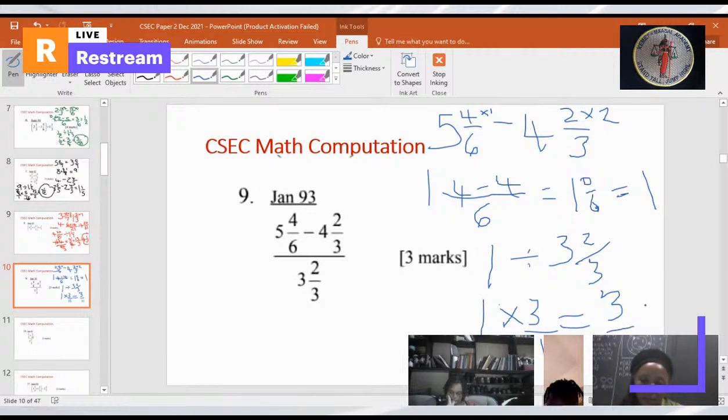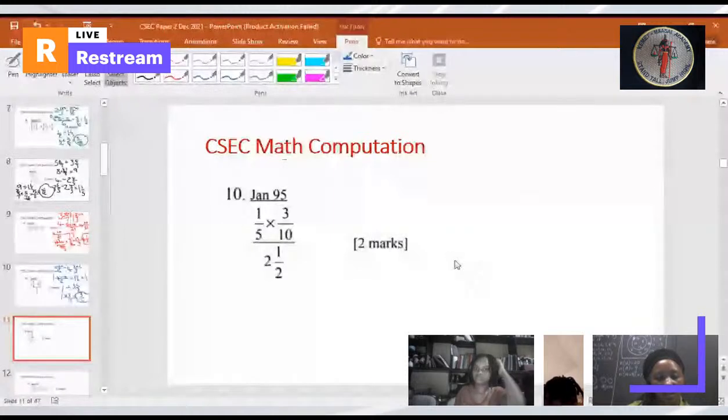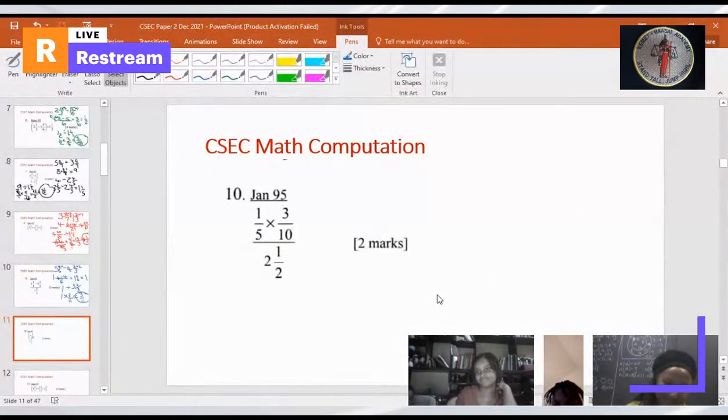Who's next after me? Imani, I want you to work the other one. Why do you think this one is only worth 2 marks? Because it's easy, Miss. The fractions are simpler, right? You can solve them in one go. You don't have to, fractions are simple. All right, Imani, come.